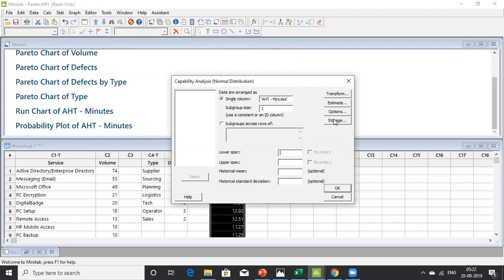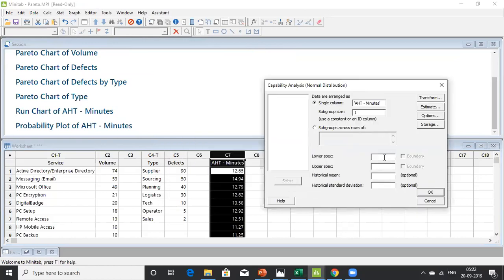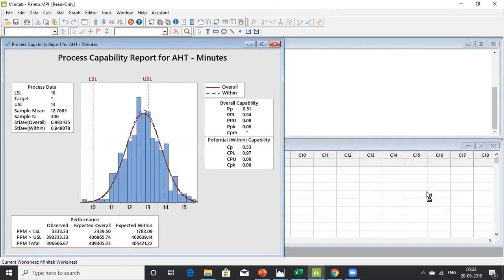Let's say my lower specification limit is 10 and my upper specification limit is 13, which is my call handling time. For example, when taking a call, it should be a minimum of 10 minutes and a maximum of 13 as a customer. And I'm going to calculate.